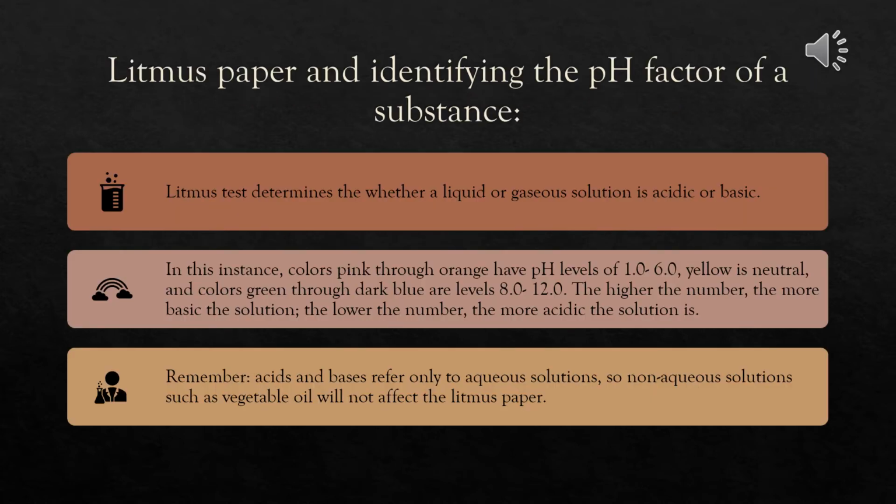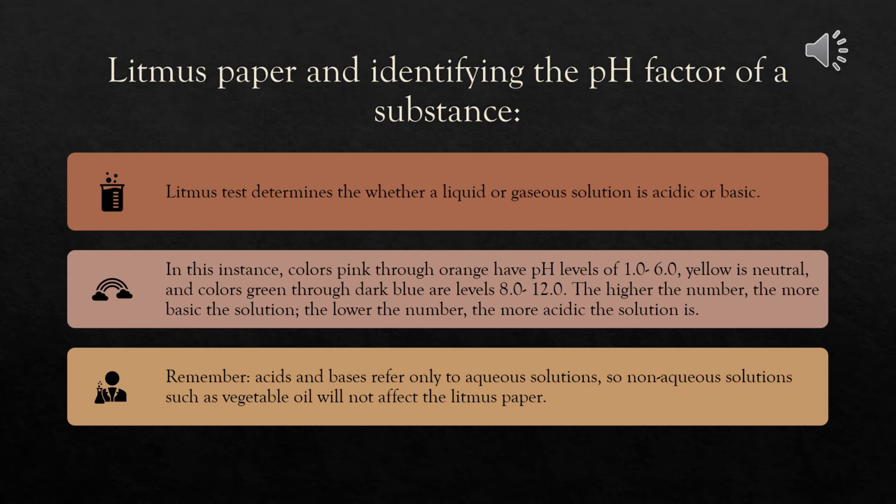Next, we will discuss litmus paper and identifying the pH of a substance. The litmus test is a quick method of determining whether an aqueous solution is acidic or basic. Initially, litmus paper is blue, red, or orange. In this instance, though, the paper is orange.